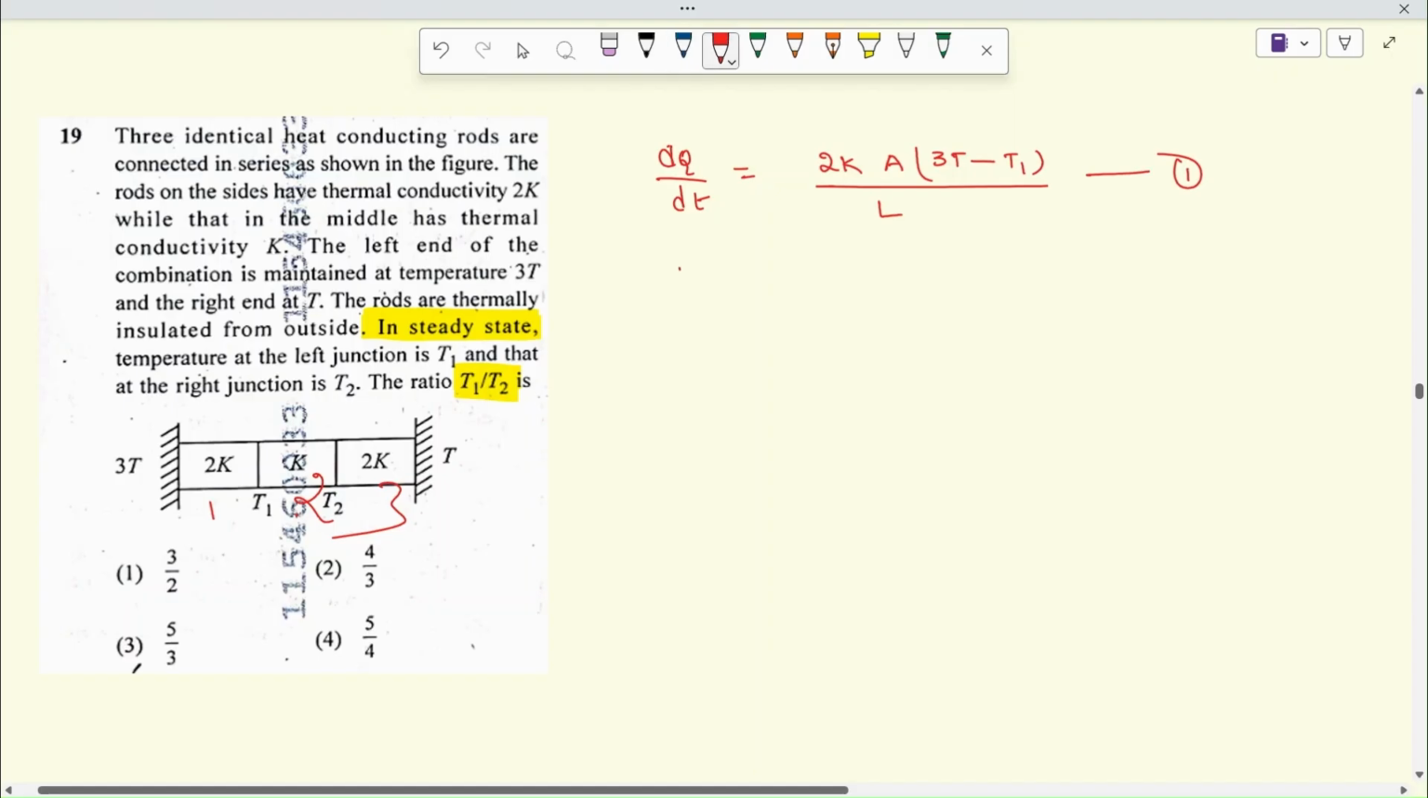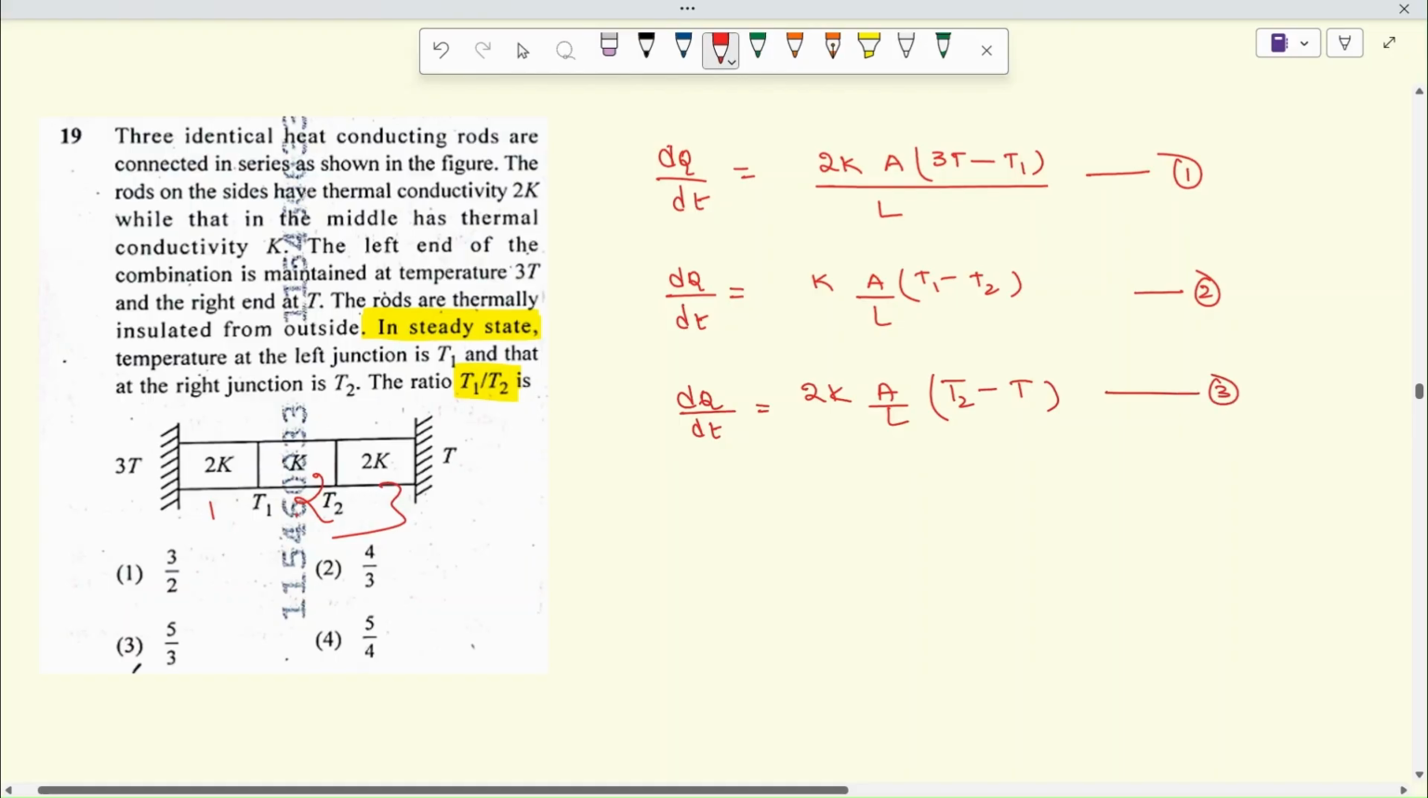Second section, dQ by dt is equal to, there it is K only, K A by L into temperature difference T1 minus T2. Say equation 2. Now going to third section, dQ by dt is equal to, again 2K here, 2K into A by L, temperature difference is T2 minus T. Right? So these are different equations we have for the 3 given sections.